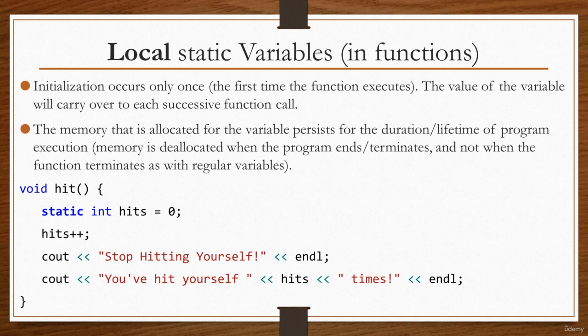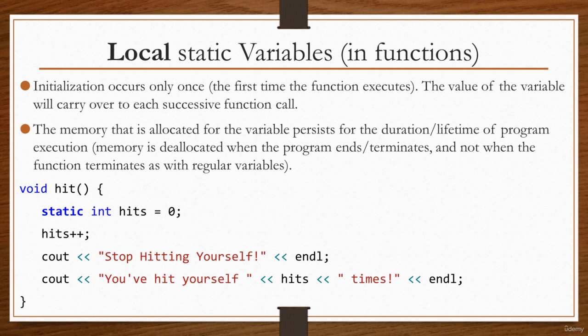A recap on local static variables. In functions, for example, initialization only occurs once. The first time the function executes, you initialize that variable. The value of the variable will carry over to each successive function call. In other words, it's only initialized once, so it's not going to redeclare and redefine, or reinitialize, that variable each time you call the function like it would with a normal stack variable. It's basically going to skip over the initialization part and only do the rest of the statements in the body.